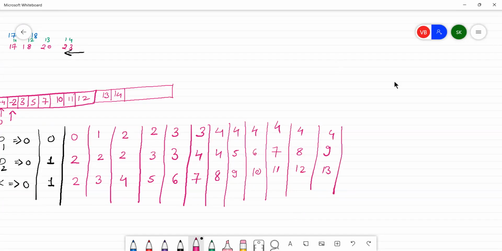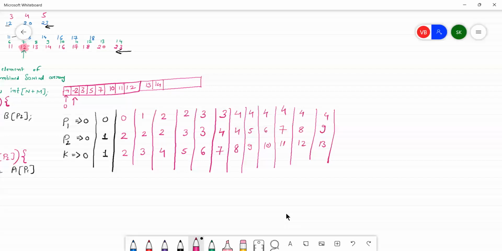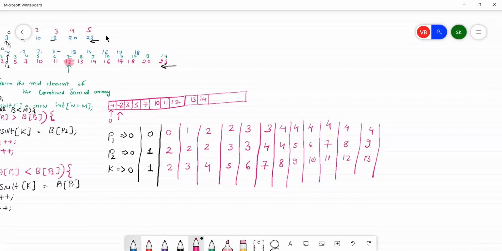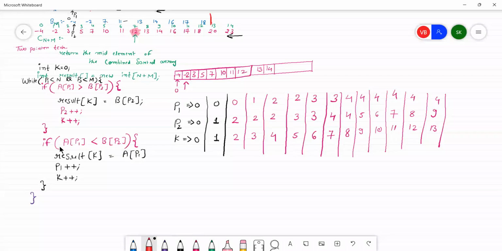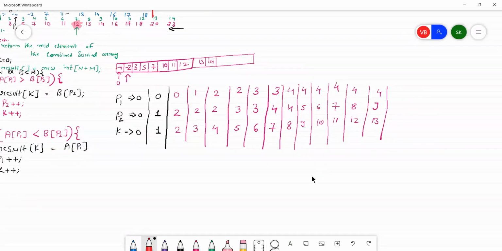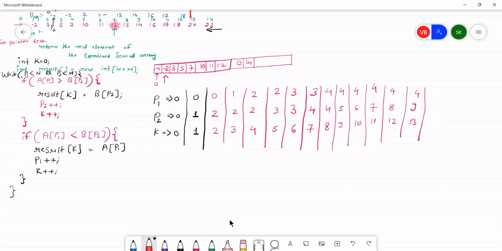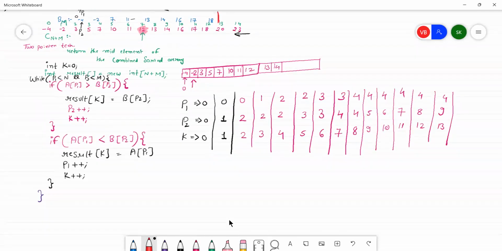Everyone clear so far? Okay, great. Now you all can see we have reached the end of this particular array, B array, yes or no? In this case, we will get out of this while loop because this condition will fail that P2 is less than M, because now P2 will become equal to M. Yes, all of you are getting this.